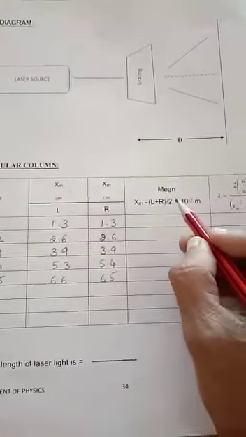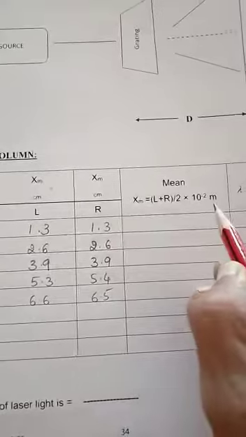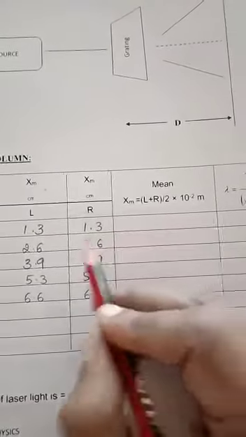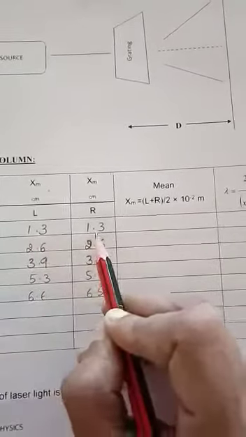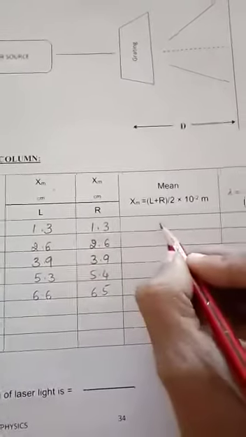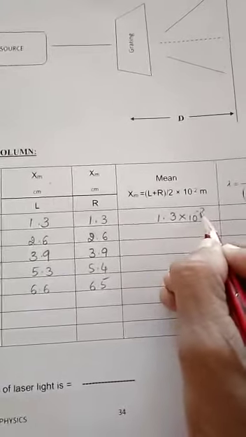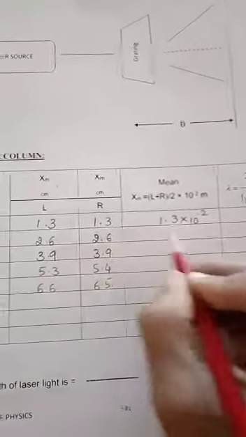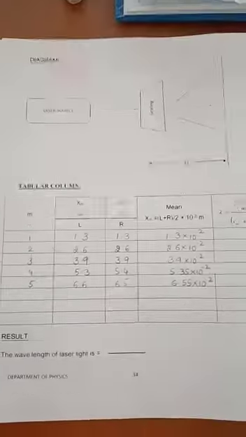Now the next column is to take the average of left and right. This is in centimeters. We are going to convert it into meters. Take the average, L plus R by 2, which means 1.3 plus 1.3. Take the average of these two. You will get the value of 1.3 into 10 to the power of minus 2. Next, here both are the same, so I will write it as 2.6 into 10 to the power of minus 2. Take the average and take the readings.